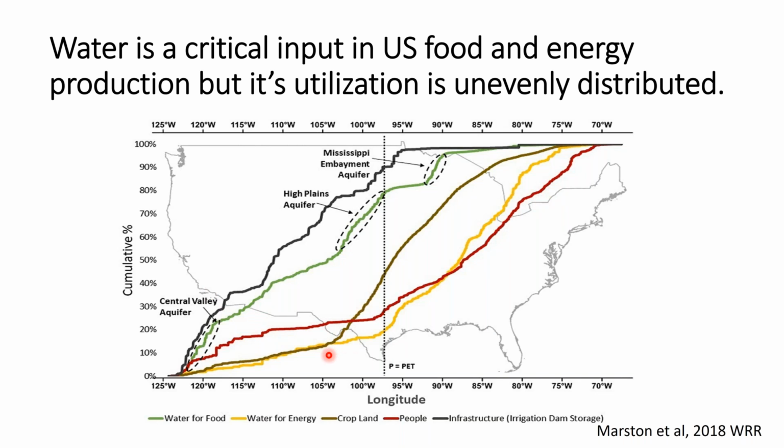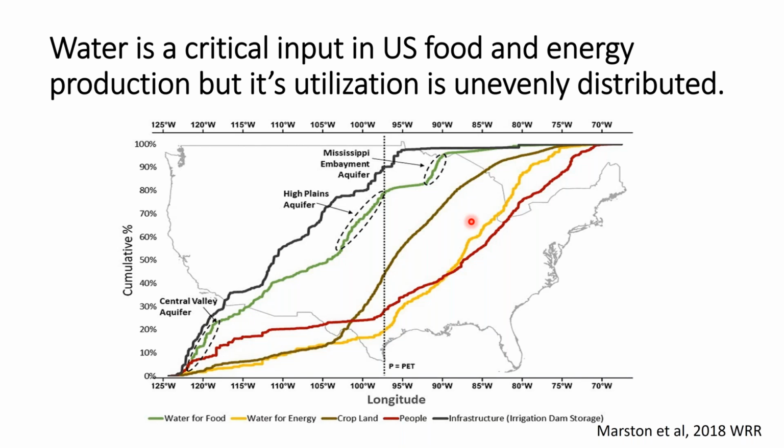This is interesting because we show here where precipitation roughly equals potential evapotranspiration, around the 97th meridian. And interestingly enough, roughly 80% of the water used in food production occurs to the west of this line, whereas 80% of water used in energy production actually occurs to the east of this line. We're not exactly sure why that is necessarily.